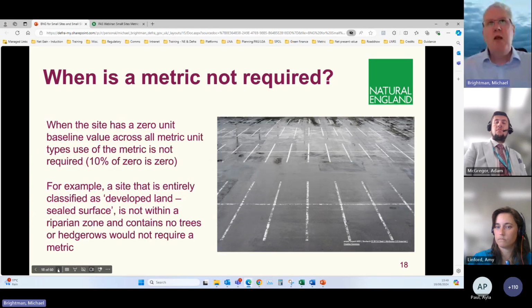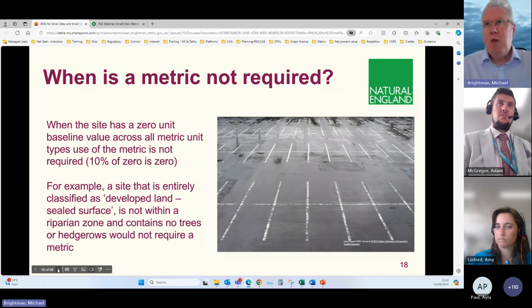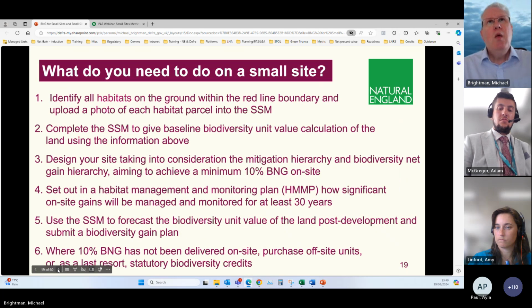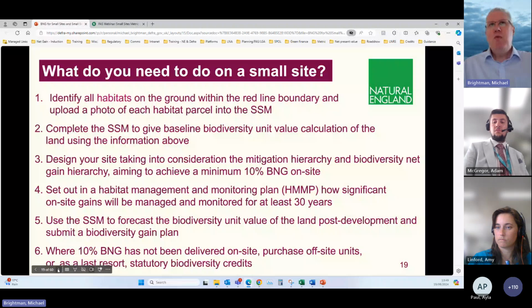An example of that, as you see in the photograph, is a hard standing or car park where the baseline is 0. So if the site is entirely classified as developed land sealed surface, is also not within a riparian zone, and doesn't contain any trees or hedgerows, then it wouldn't require a metric. But when you do require a metric, let's talk about what's needed on a small site.